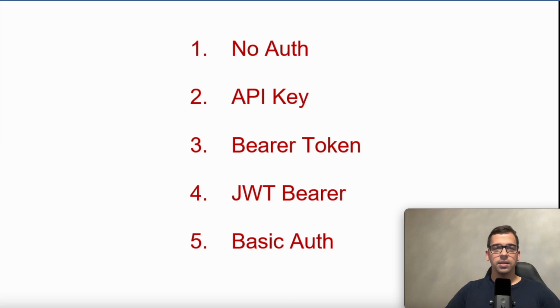Next, it's API key. With API key authentication, you send a key value pair, either in the request headers or query parameters. Select API key from the type drop-down list, enter your key name and value, and choose either header or query params from the add to drop-down list.